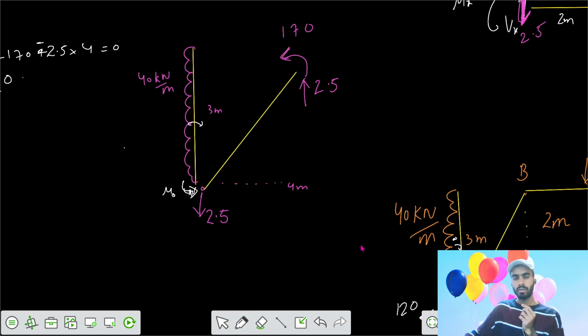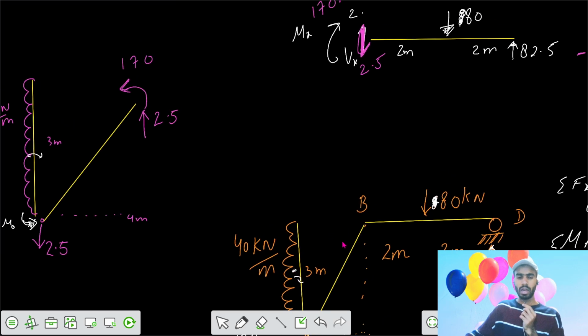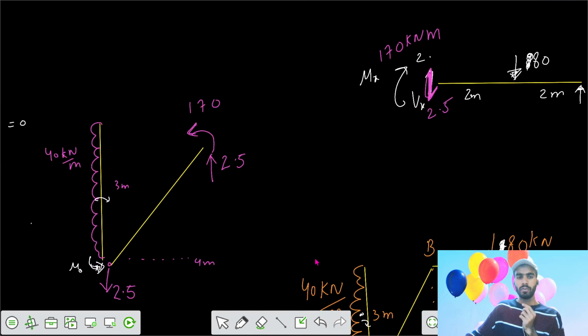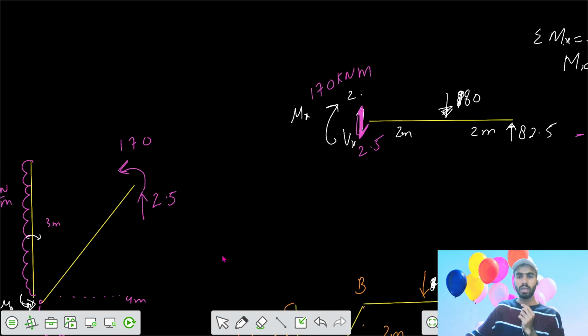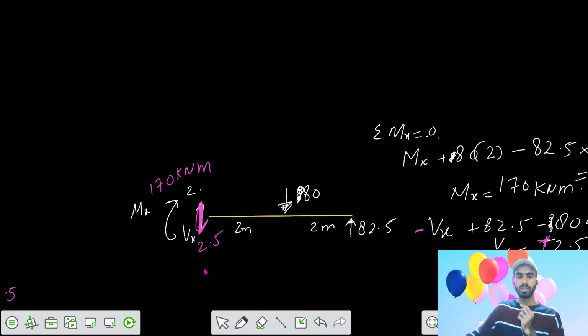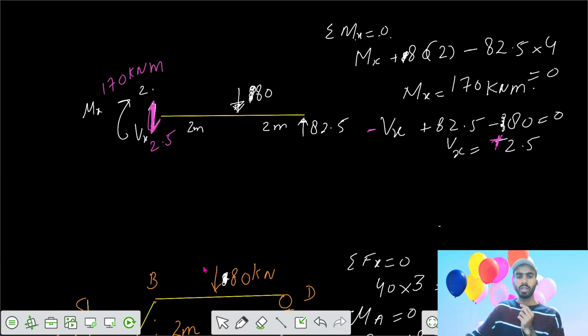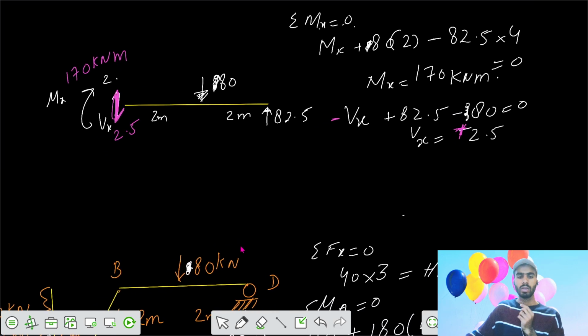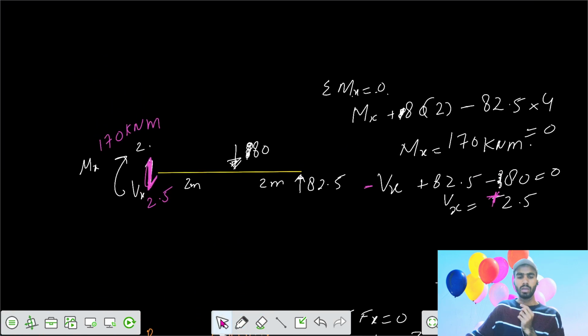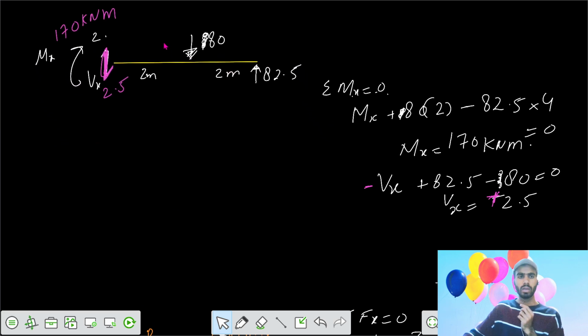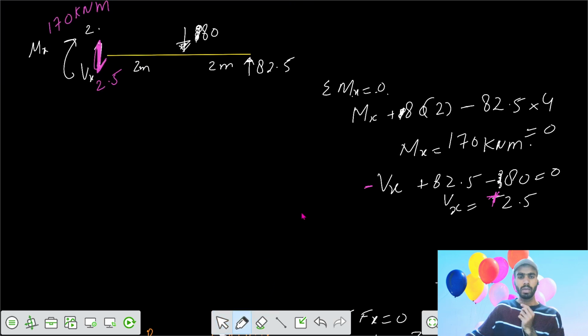So finally we got the forces in the members. If you want the shear force diagram, we can easily make the shear force diagram for this member. We can say the shear force diagram would look like this one, and the bending moment diagram would be this one.